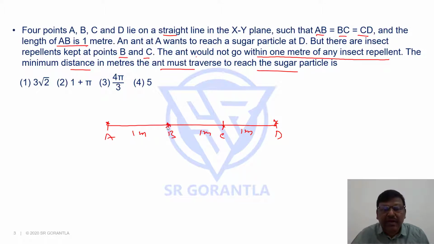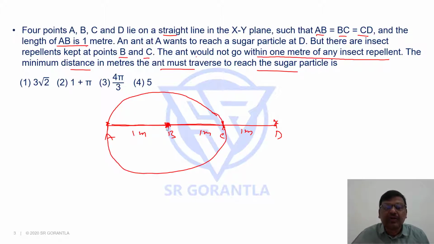Good. If there is insect repellent here, within 1 meter it should not go. So if this is the center, within 1 meter radius the ant cannot go. So what will be the area within 1 meter radius? If you take this as the center, this is 1 meter, this is 1 meter. So if you draw a circle taking B as the center, the area covered by this circle is within 1 meter distance, so it should not go.